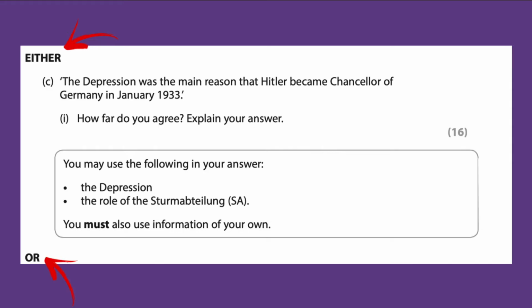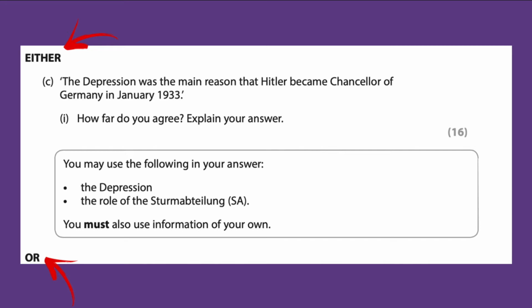And so over here you can see they've asked a how far do you agree question, as I said earlier. Let's just read the whole question. The Depression was the main reason that Hitler became Chancellor of Germany in January 1933. How far do you agree? Explain your answer. As you can see, they're saying explain your answer.